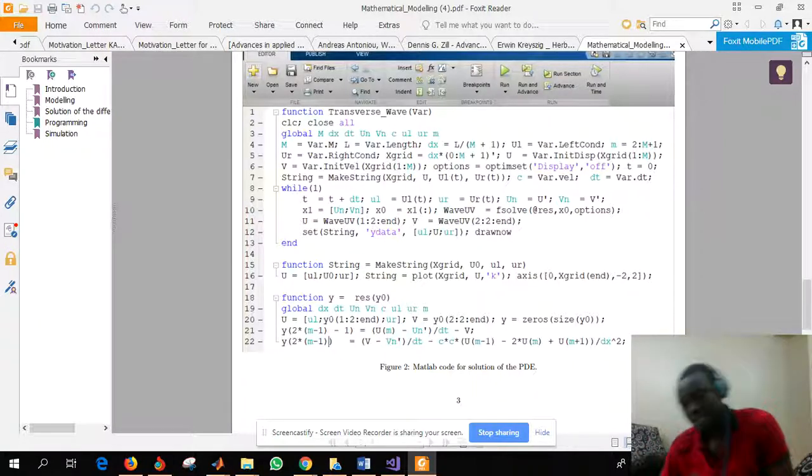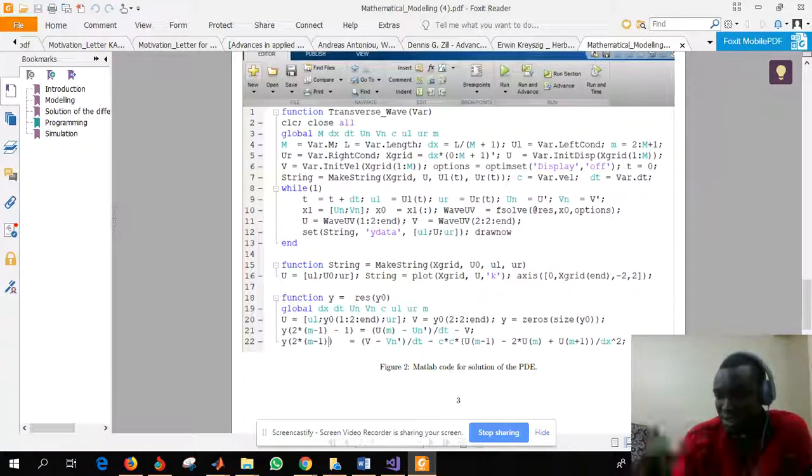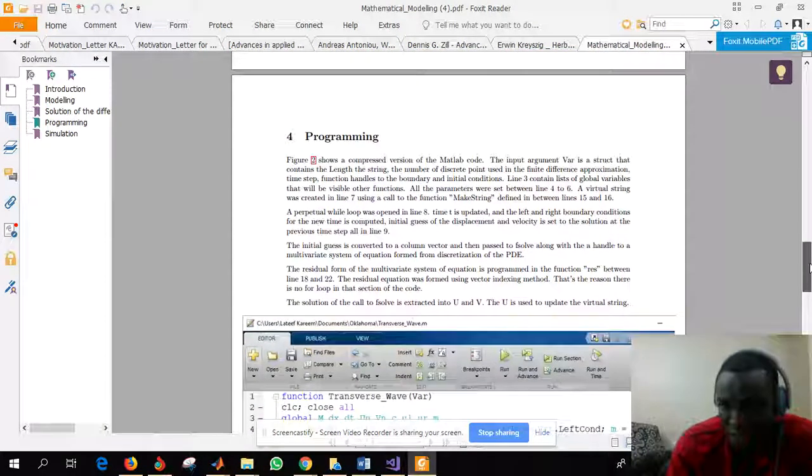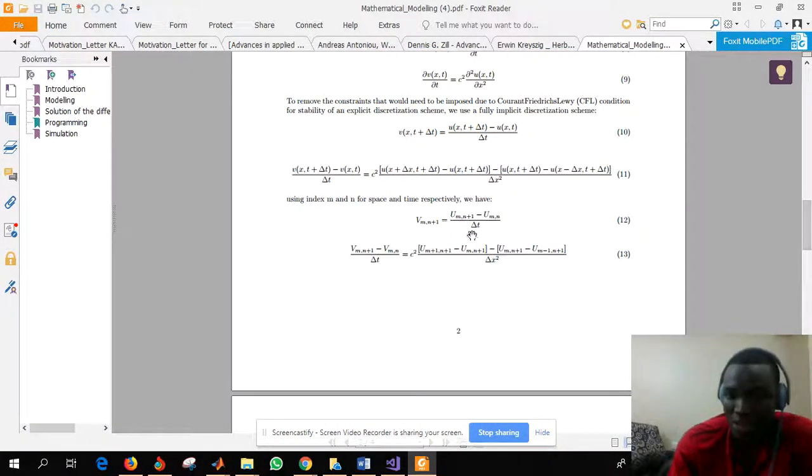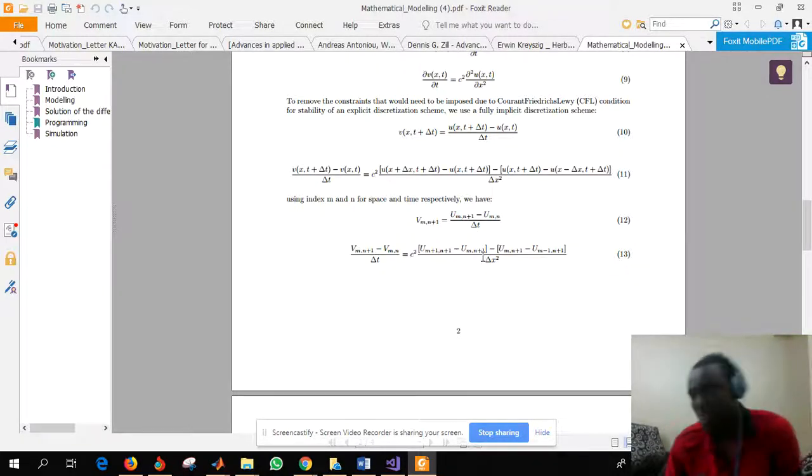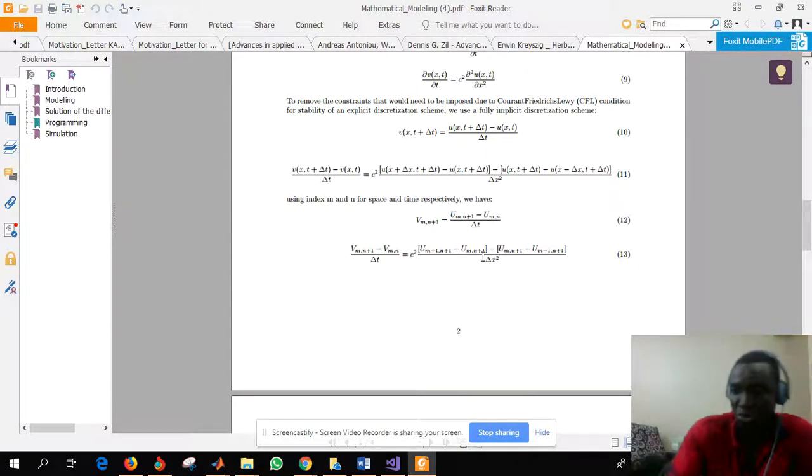So I make that into a column vector, then I send that into fsolve with a residual function to be solved. Now the residual function is the algebraic form of the differential equation. After discretization, that is we have equation 12 and equation 13. So what happened is I wrote it in the residual form by bringing everything to the left hand side and equating to 0. So the job now is to find the values of v at n and n plus 1, the values of u at n and n plus 1 that satisfy equation 12 and 13.